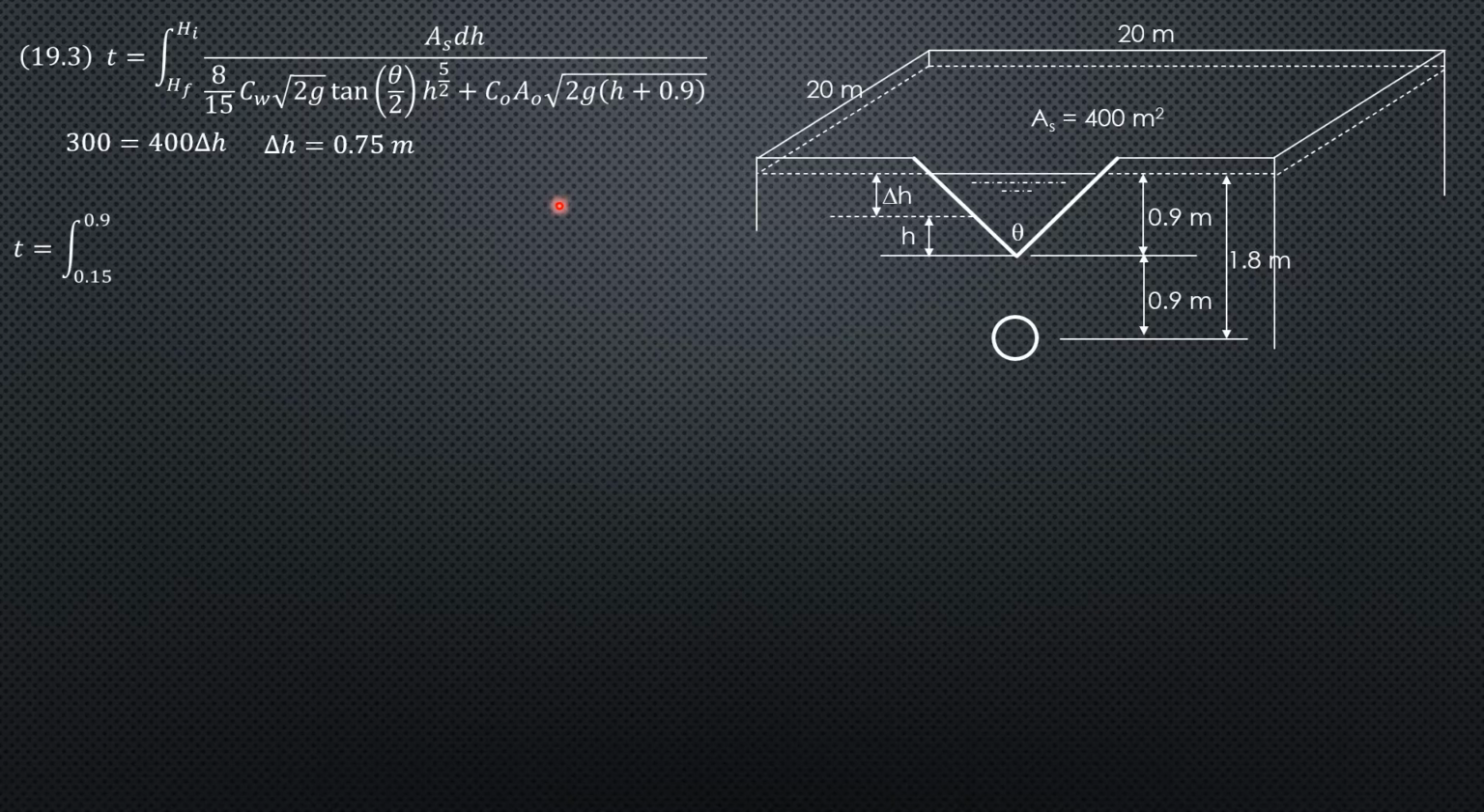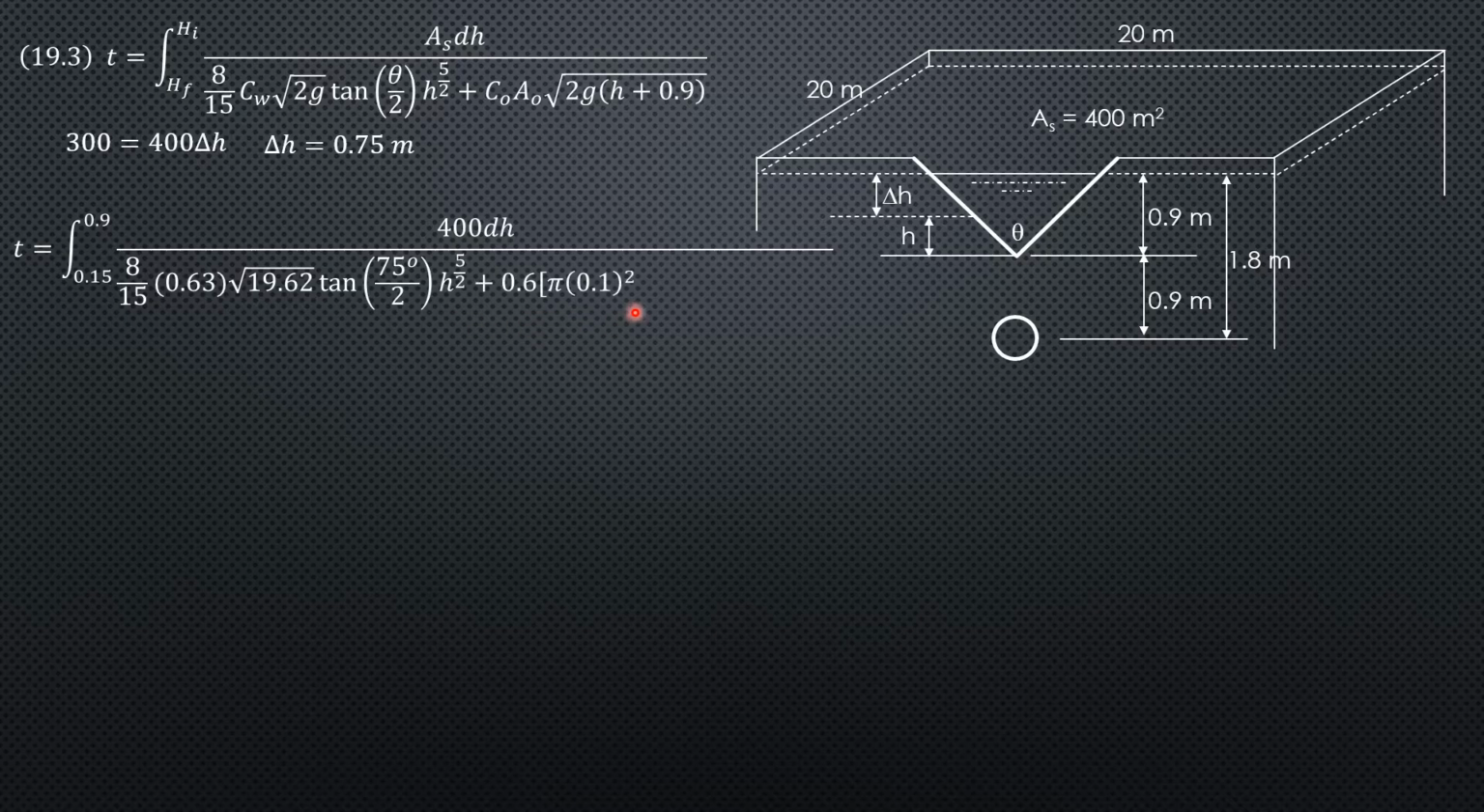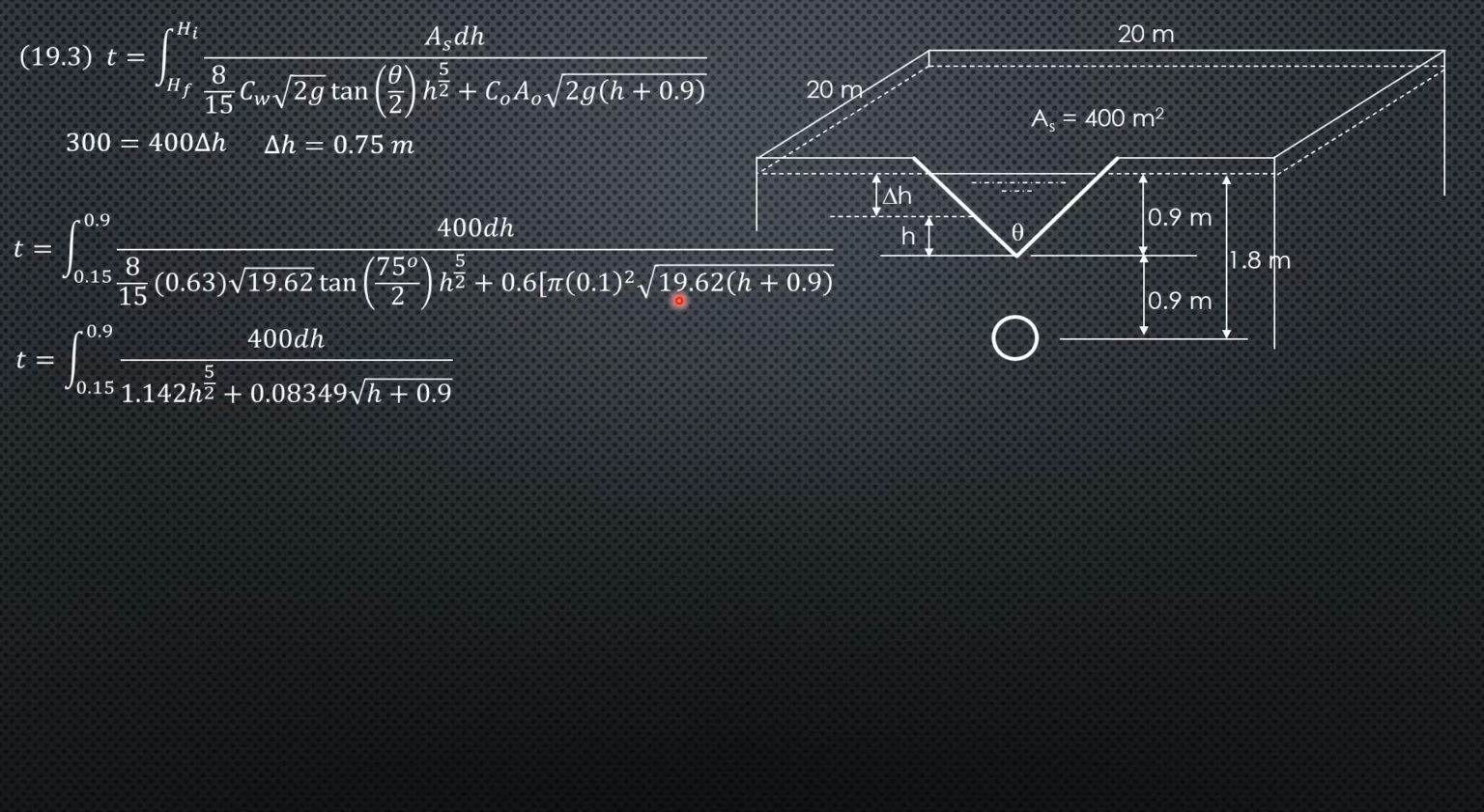Substitute, so 0.15 to 0.9 for our dH, 8 over 15 times 63 times square root of 19.62 times tangent of 75 degrees over 2, head to the 5 halves, plus 0.6 pi 0.1 square root of 19.62 times H plus 0.9. So let's simplify these constants here. Time equals the integral from 0.15 to 0.9 of 400 dH over 1.142 h to the 5 halves, then for the orifice, including the square root of 19.62, is 0.08349 square root of h plus 0.9.